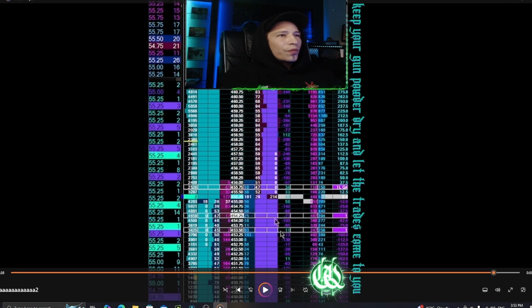So at this point, I'm seeing 214 just get reloaded on the offer. Seeing this bid start to get pulled away. And I'm thinking this trade's done. So I don't want to get caught in the sell-off. So I keep my stop relatively tight right below this thicker liquidity on the bid. And then I just put my stop at two ticks into profit, hoping that it gets hit.